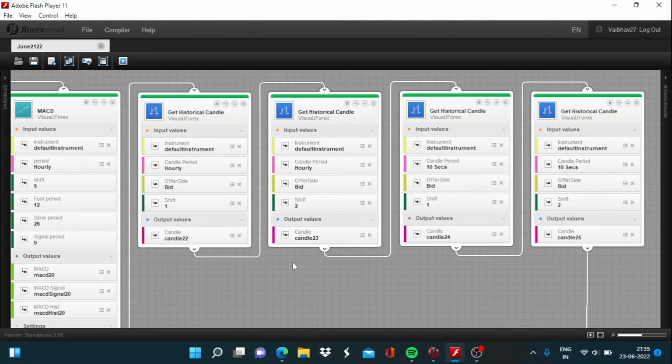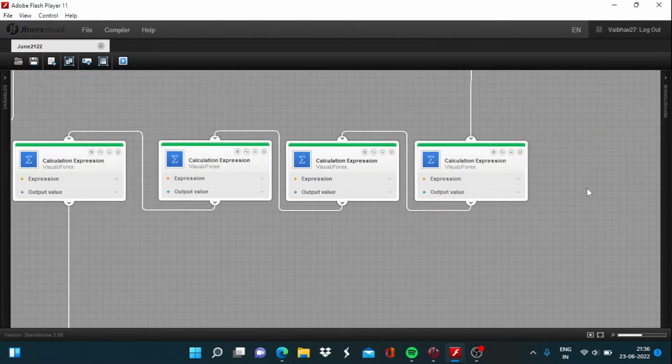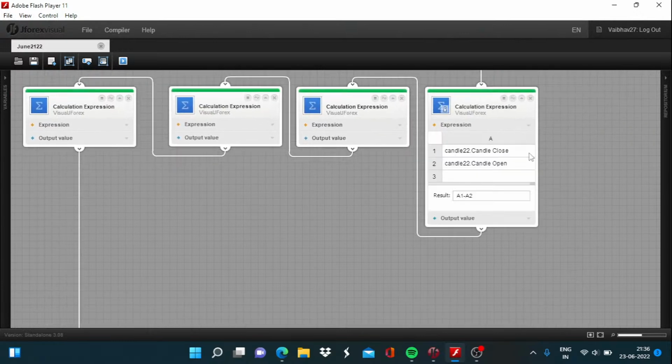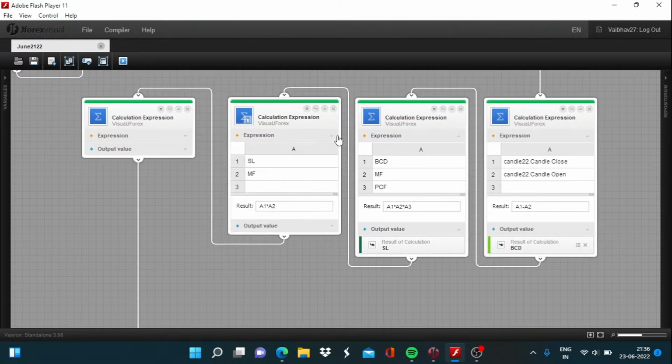We have these get historical candle blocks with the candle period defined at hourly for these first 2 and 10 seconds for figuring out the exact entry point. And we had also defined various variables for defining the conditions for the execution of a buy trade.